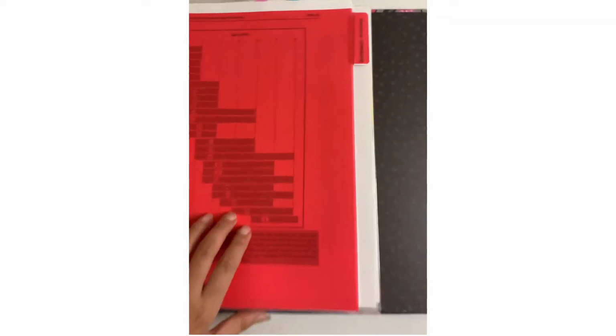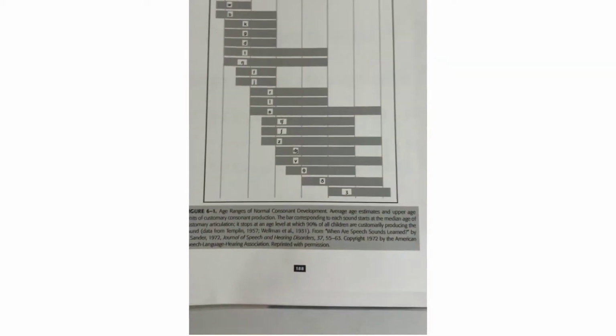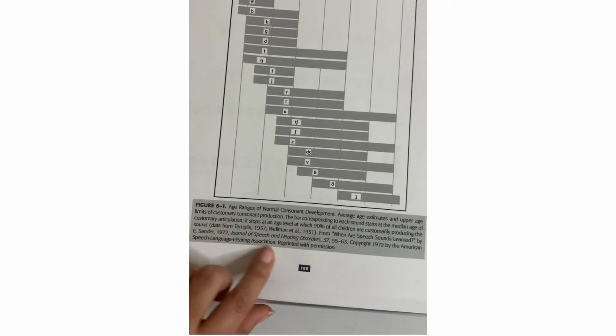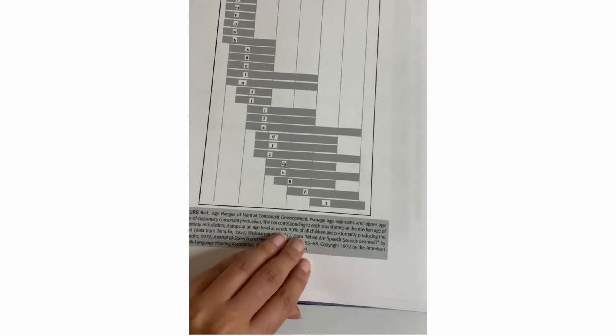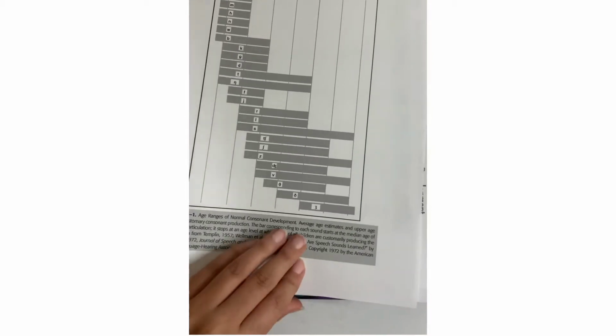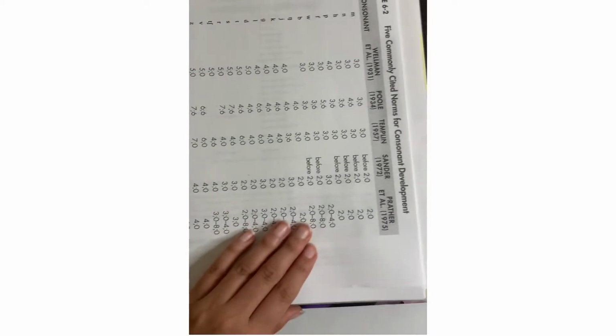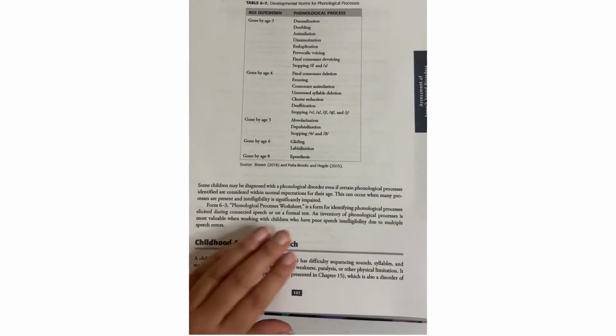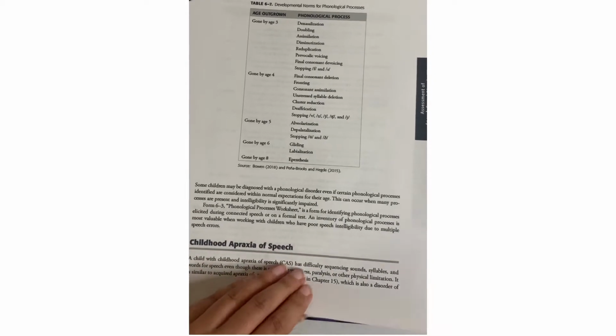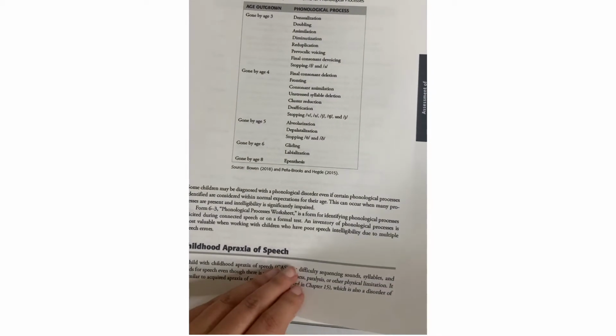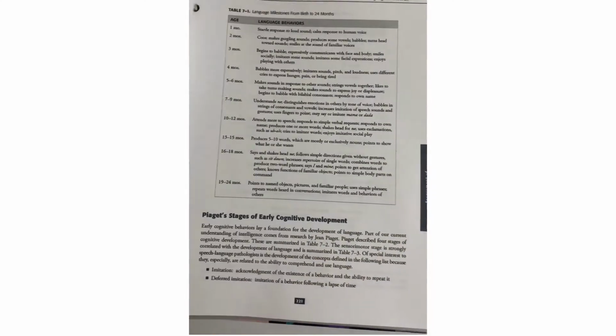So the first section we have is developmental milestones. Right here we have a figure 6-1 that I thought was really helpful for this. And here is table 6.2, 5 commonly cited norms for consonant development. Here's table 6.7 for developmental norms for phonological processes.